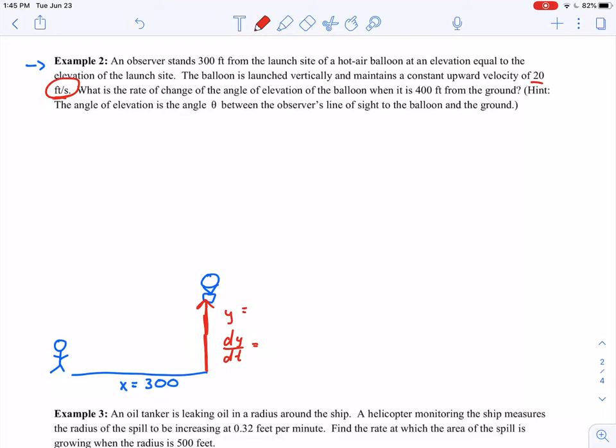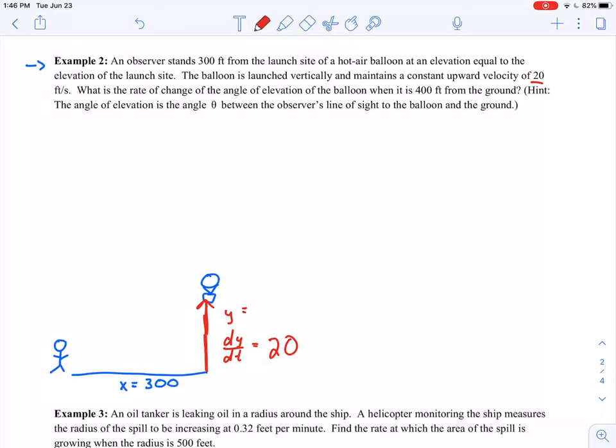So dy/dt is 20, and I know that it's a positive 20, because think about what's happening. The balloon is moving upward, so later on the balloon's going to be way up here. This side has gotten longer, so my derivative should be positive. So dy/dt is 20. What else do we know?